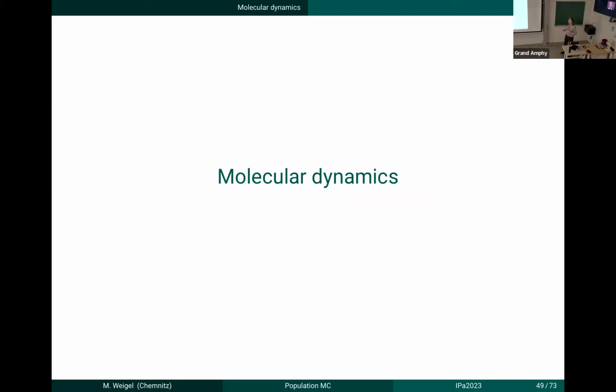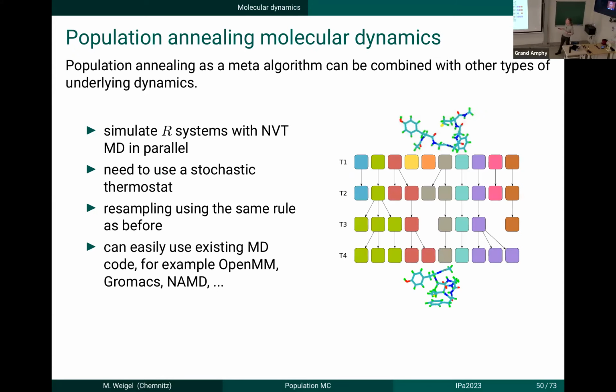And one other application is to MD, which I mentioned at the beginning. So how can this be combined with molecular dynamics? Well, it's relatively straightforward. Instead of doing, let's say, MC updates in between the temperature steps for each of the copies, you can also do MD updates. In that case, we did it for the NVT ensemble, but it could also be done for other ensembles. Importantly, of course, you need to use a stochastic thermostat in those simulations, because otherwise, if you make two copies, they will stay the same forever, and that's not useful, of course.